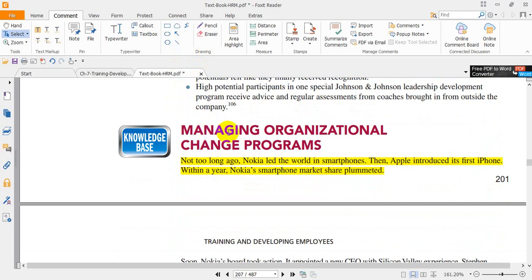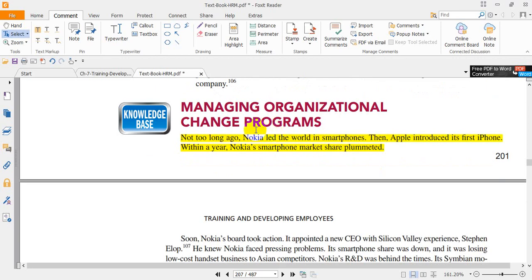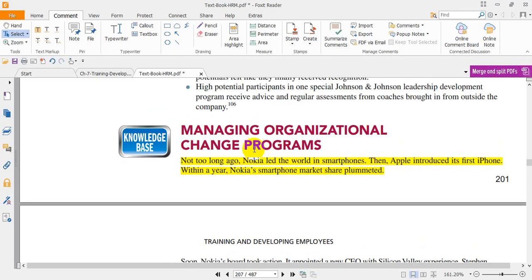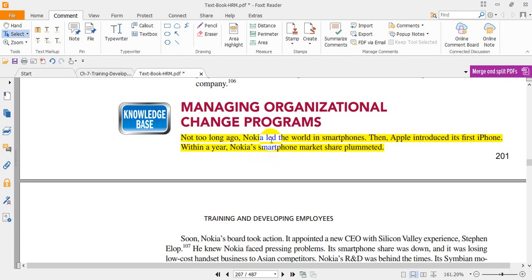Managing organizational change programs. Now let's go to a new section, managing organizational change programs. Not too long ago, Nokia led the world in smartphones. Then Apple introduced its first iPhone. Within a year, Nokia's smartphone market share plummeted, dropped down. So this is a case of Nokia's smartphone and the iPhone.